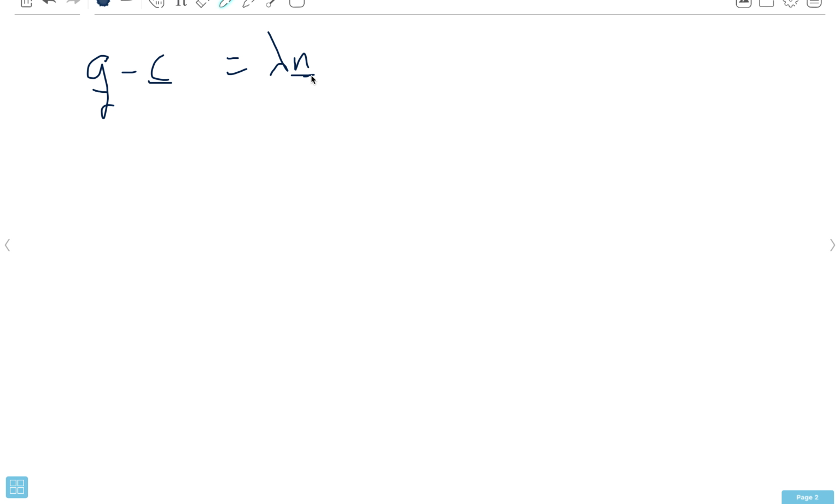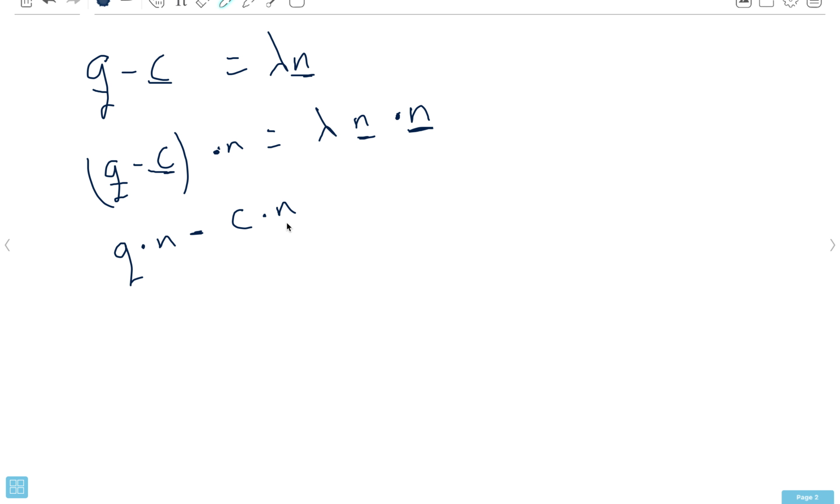So what we're going to do is dot n. We're going to take the dot product of n with both sides. So we have (Q minus C) dot n is equal to lambda n dot n. So Q dot n minus C dot n is equal to lambda mod n squared. Now you'll see why we did this.